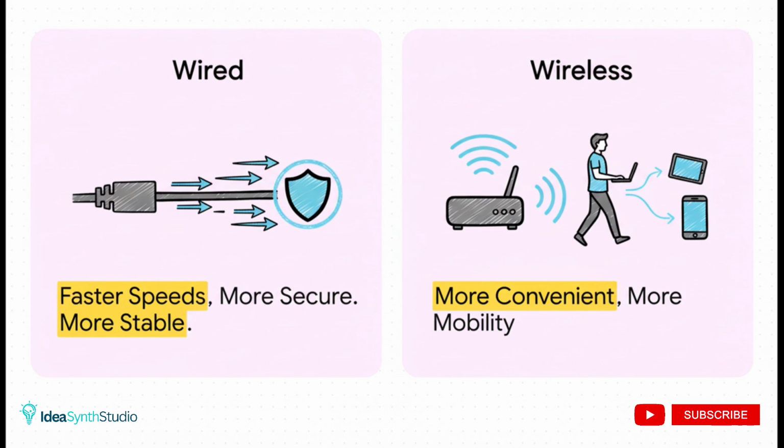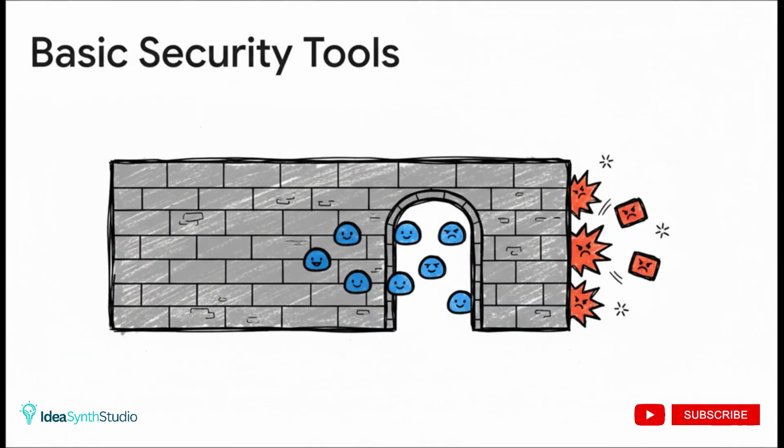And no matter how you connect, security has to be top of mind. So how do we protect ourselves? Well, here are the basics. Firewalls act like a digital bouncer for your network, deciding what traffic gets in and what gets blocked. Encryption, which powers things like HTTPS and VPNs, is like taking your data and scrambling it into a secret code that's unreadable to anyone else. And of course, your first line of defense is always going to be using strong, unique passwords and making sure your devices are set up securely.